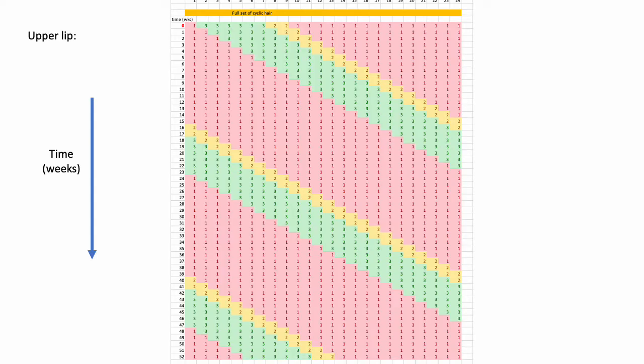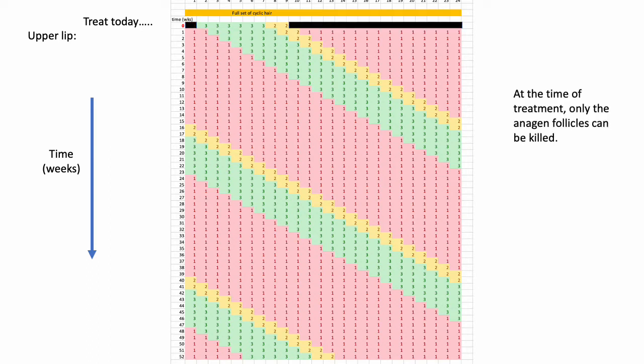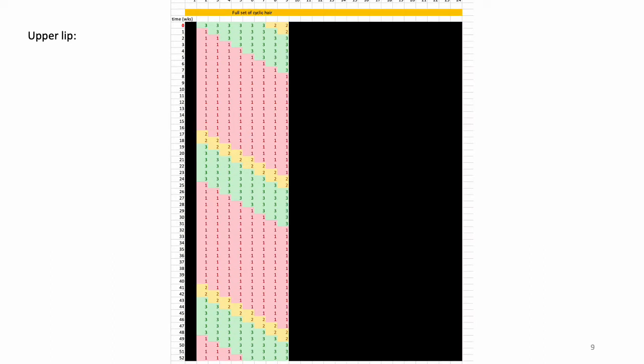So if we go back to just an upper lip, this, like I said, represents all the hairs in your upper lip. And if we decide we're going to do a treatment today, then we're looking at week 0. That's today. So that's all these hairs up here. Now we can only kill the hairs in the anagen phase, so that would kill that one and all these guys. So those follicles are now technically dead, right? So if they're dead, then they're dead for all time. They don't come back.